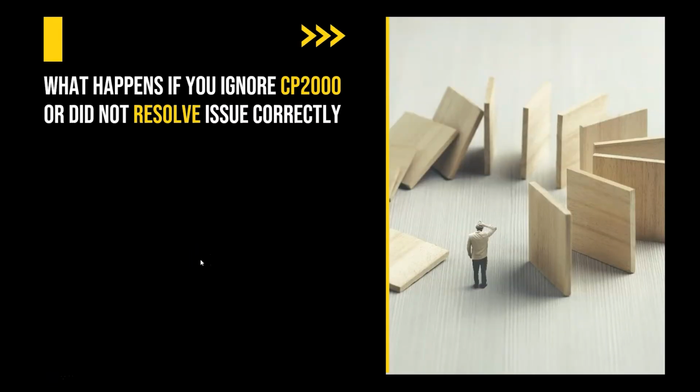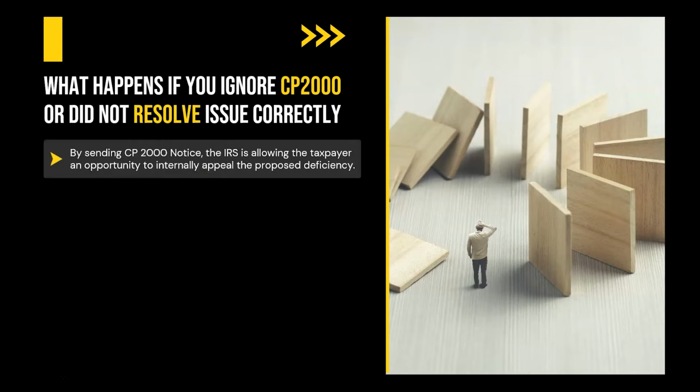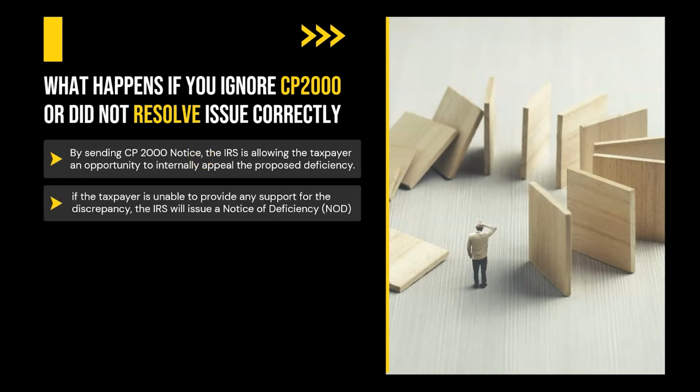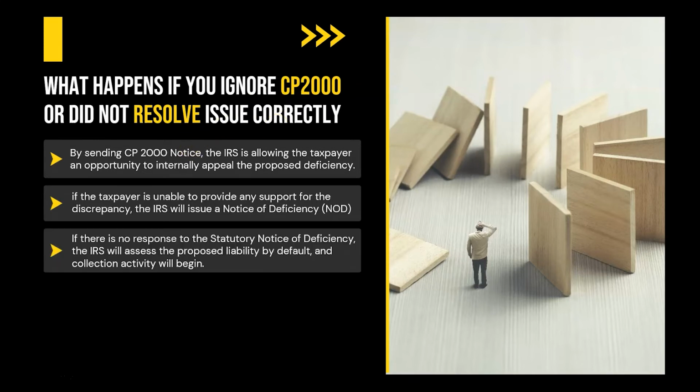Now let's look at what happens if you ignore a CP2000 or did not resolve the issue correctly. It is very important to stress that when the IRS sends you a CP2000, the agency is allowing you, the taxpayer, an opportunity to internally appeal the proposed deficiency. If you are unable to provide any support for the discrepancy within that 30-day timeline, the IRS will issue you a notice of deficiency as we previously stated. If there is no response to that notice of deficiency, the IRS will assess the proposed tax liability by default and collection activity will begin.